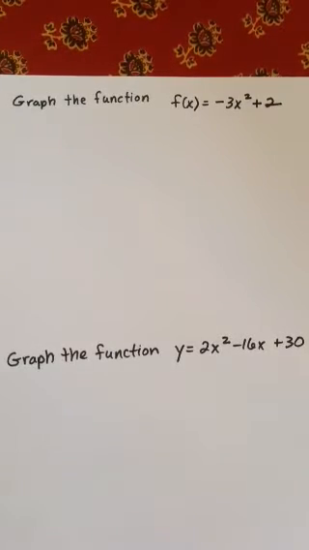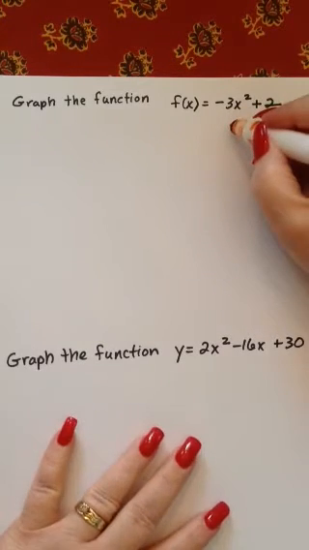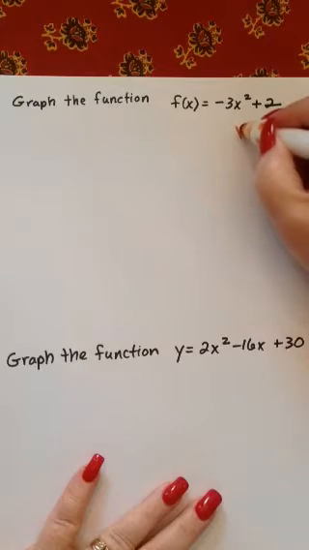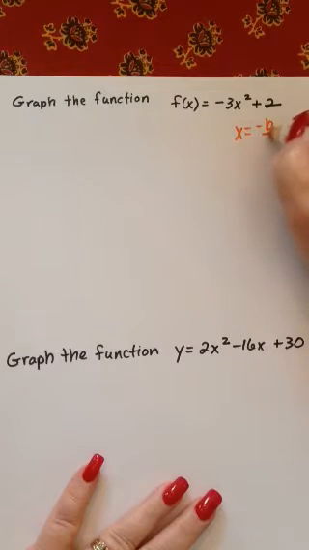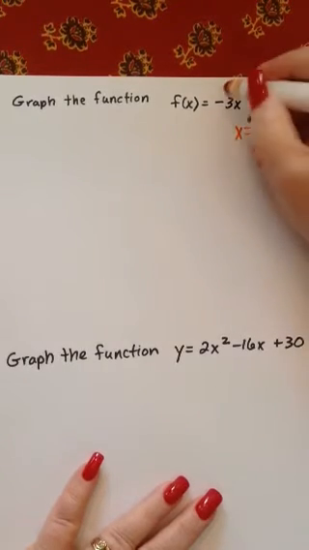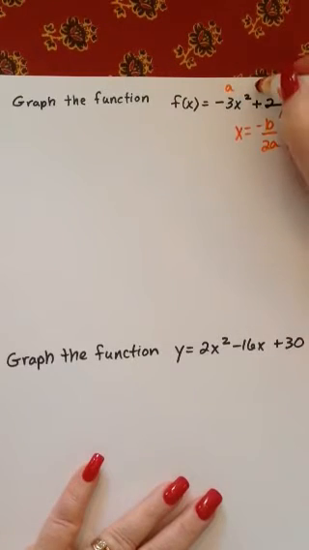All right, now we're doing quadratics, and they ask us to graph the function f of x is equal to negative 3x squared plus 2. We learned this new formula this time that says x is equal to negative b over 2a. And I know that this is a, there's no b in this thing, so this is c right here, okay?